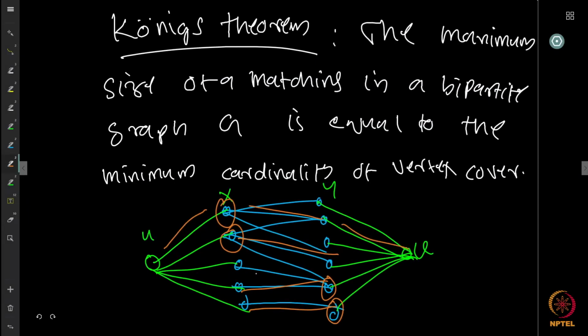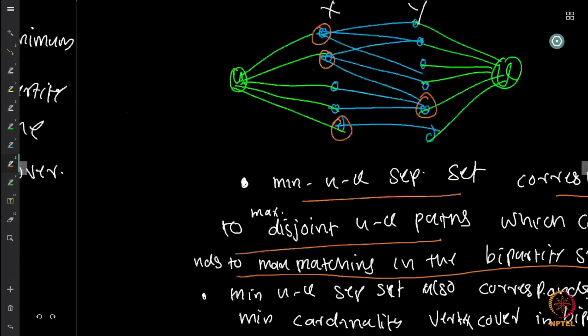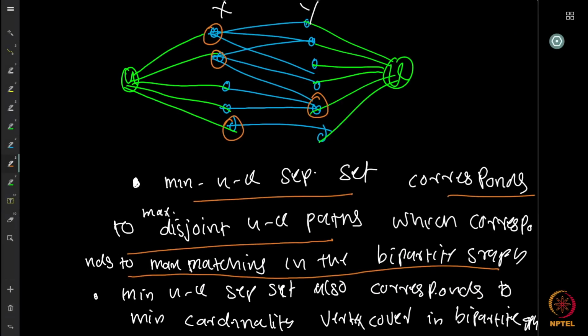Because if there is one more edge, a matching edge which was not covered, that will give a new path, because this vertex and this vertex, these edges are present, as we did not use any of these vertices. So once I selected the separating set, that must give me exactly the cardinality of the maximum matching in the bipartite graph. So a minimum UV separating set corresponds to a maximum number of disjoint UV paths, which corresponds to a maximum matching in the bipartite graph.